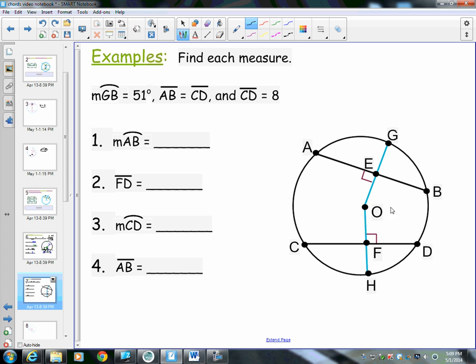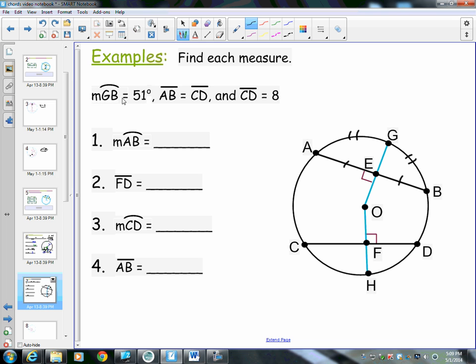This is actually combining a couple things together. So if we first look, the segment O to G is a radius, and A to B is a chord. If a radius and a chord are perpendicular to each other, the chord is bisected, and its arcs are bisected. Okay, I'm going to start with just that.